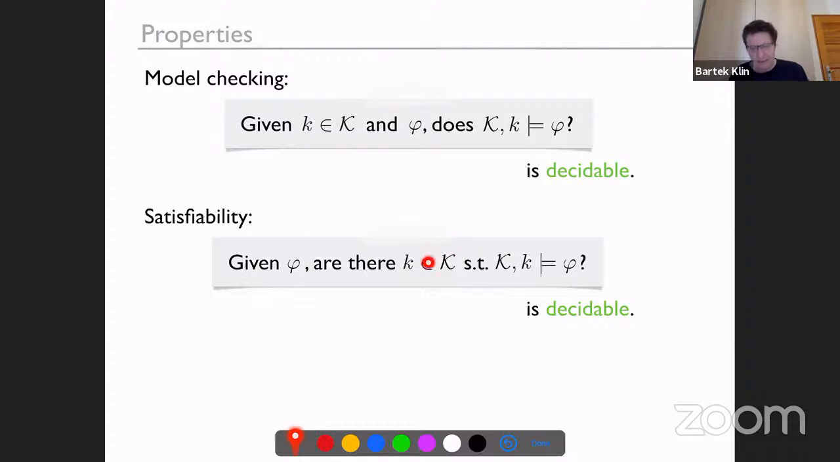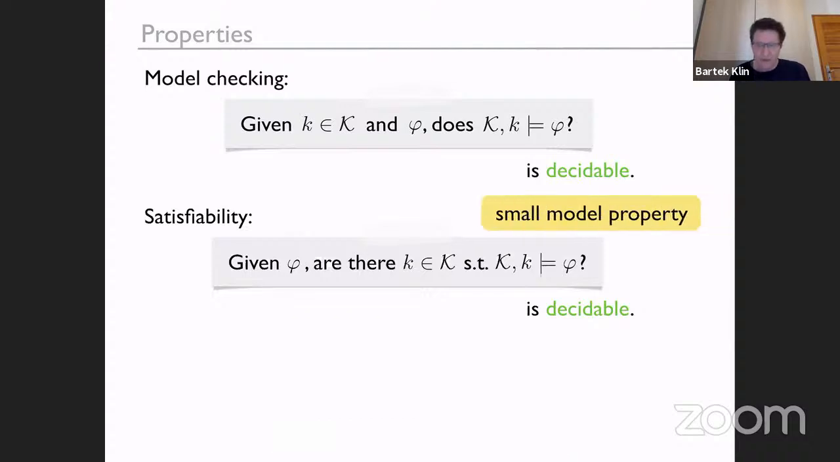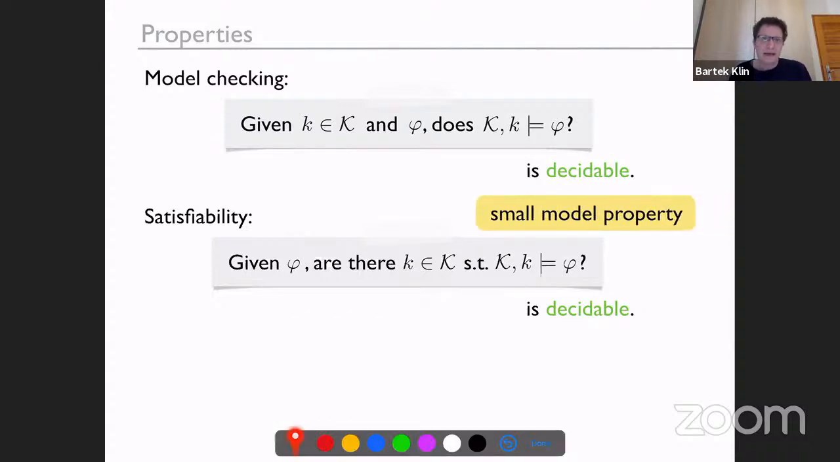We may ask this model to be finite or not in the satisfiability question, but they are equivalent because of something that is called the finite model property, namely, a formula of the μ-Calculus has a model if and only if it has a finite model.